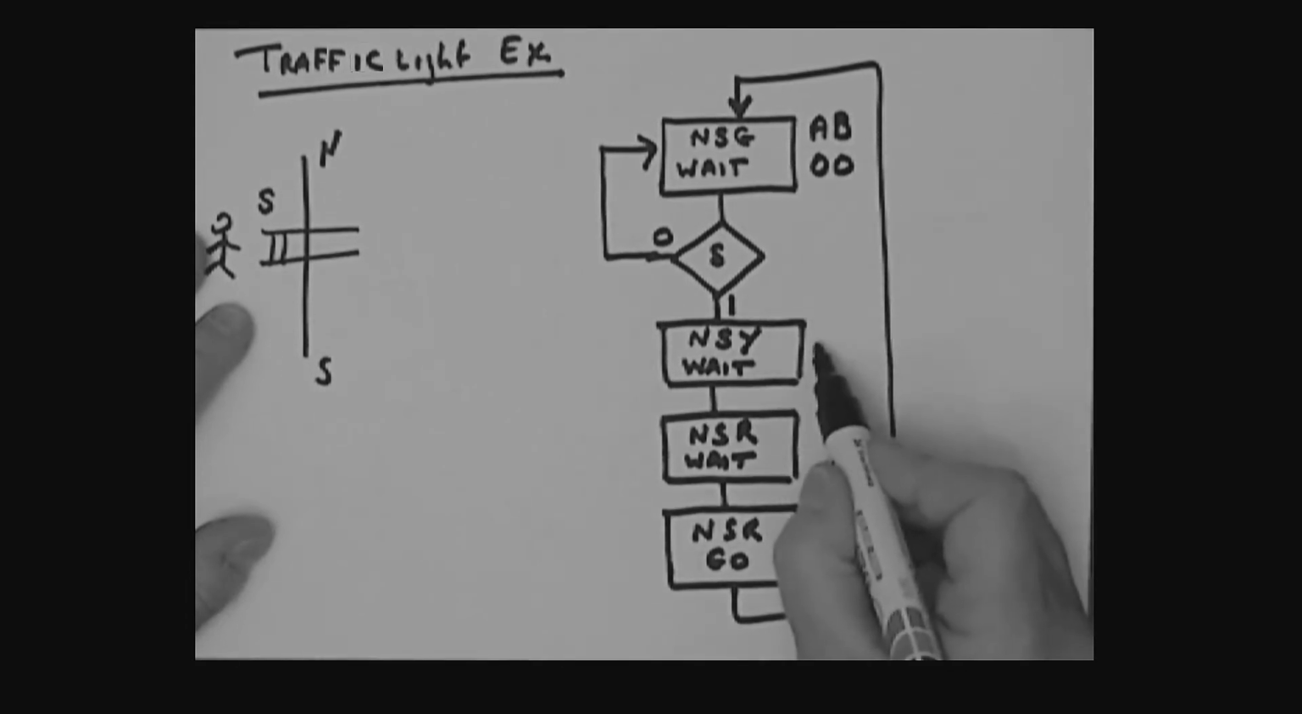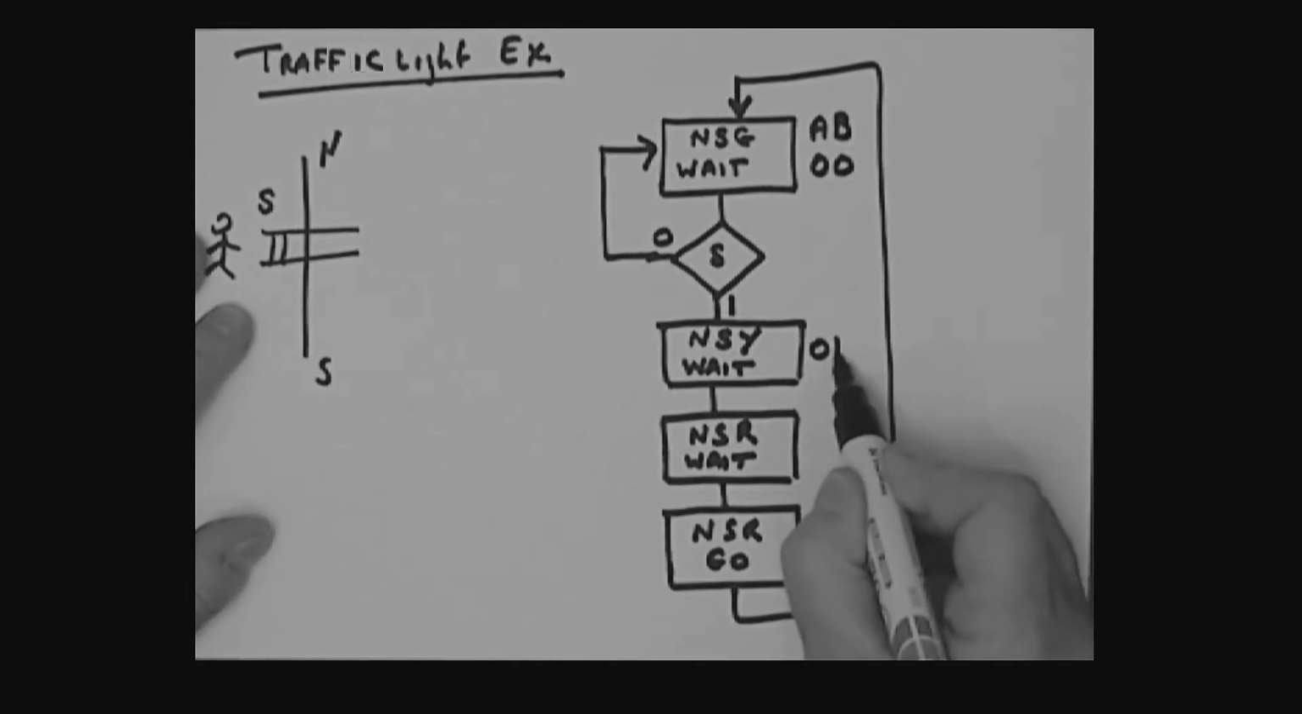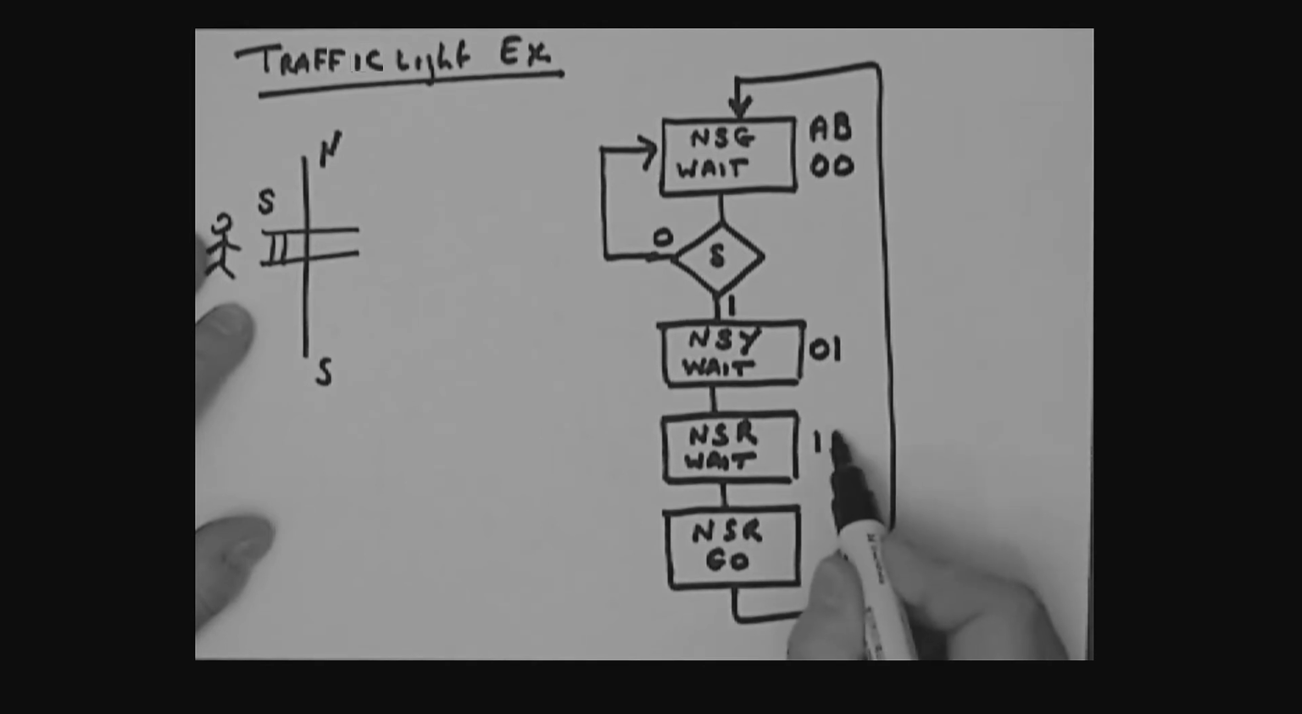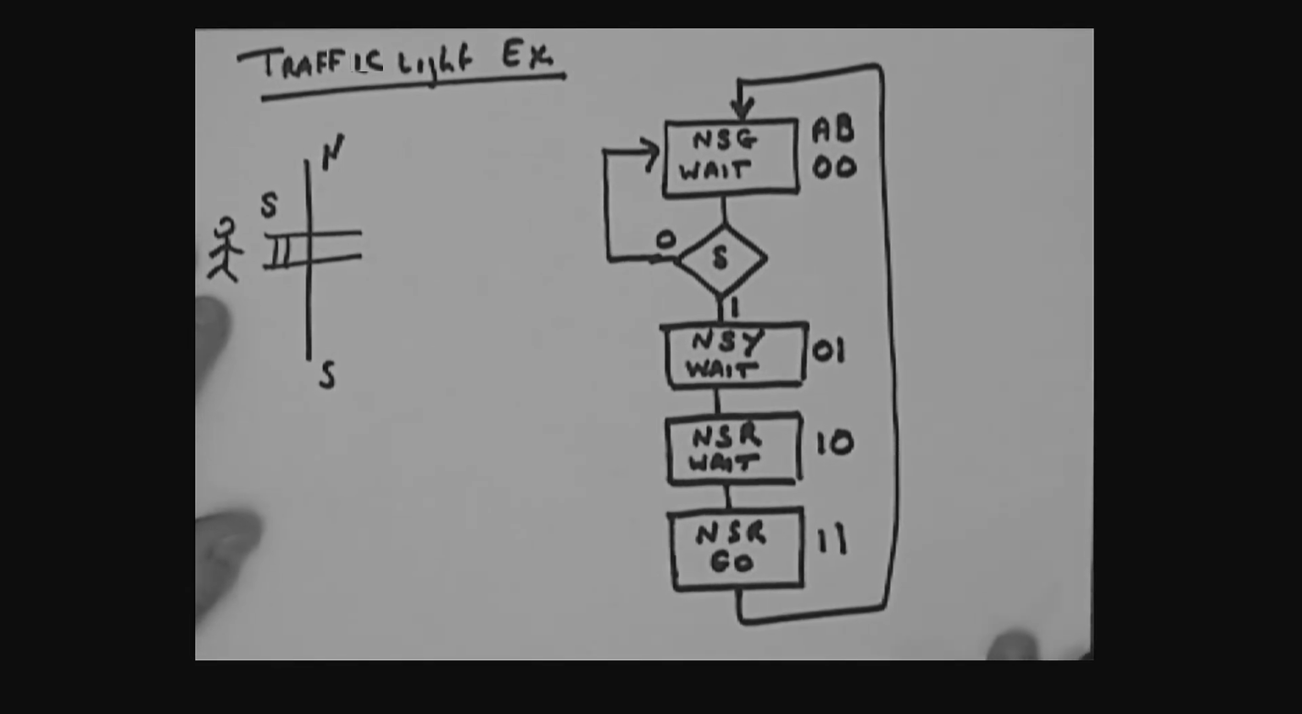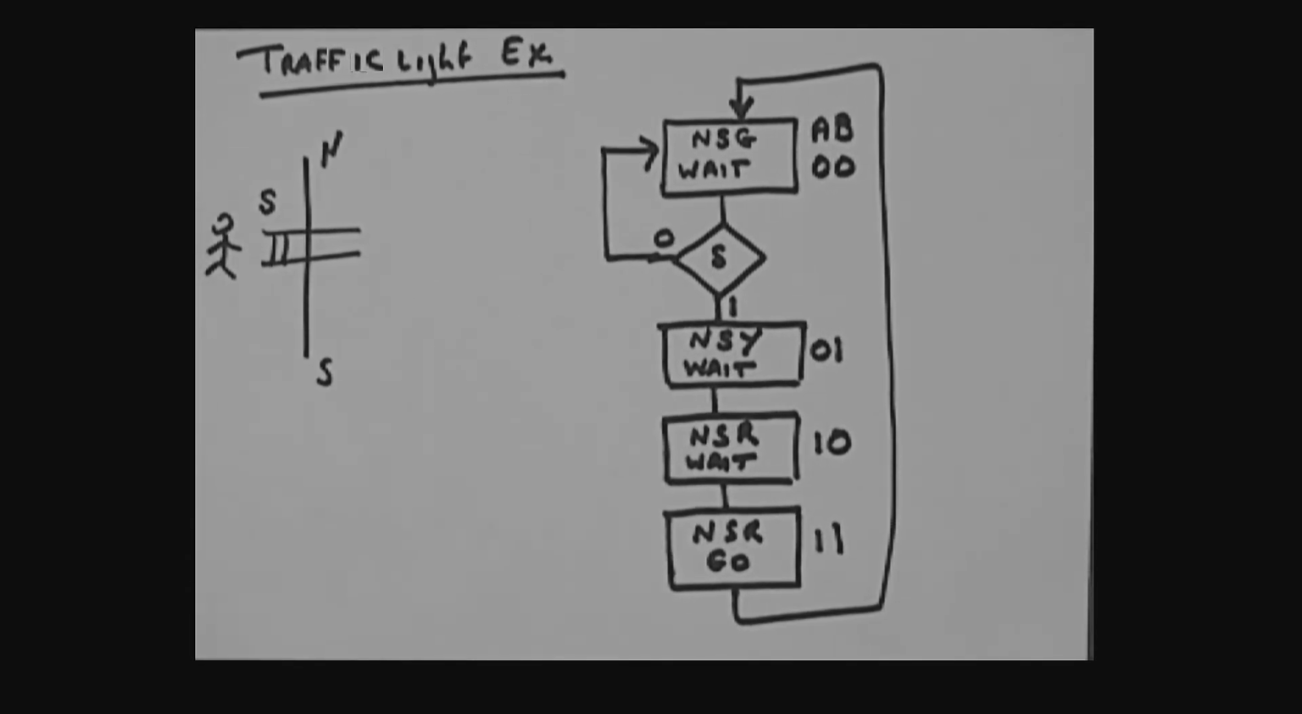I'm going to say this state could have an AB value of 0, 1. This state could have an AB value of 1, 0, and this state could have an AB value of 1, 1. Okay? So I've just simply labeled my states, so I can uniquely describe what's going on in each given state. What does my actual state machine then look like?